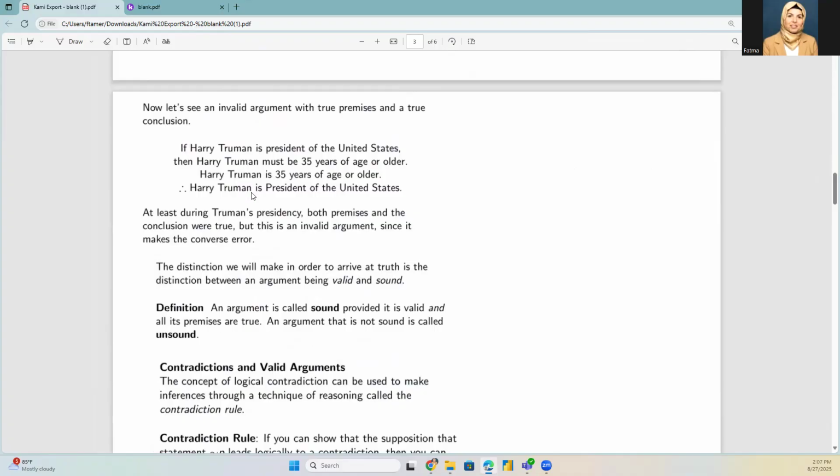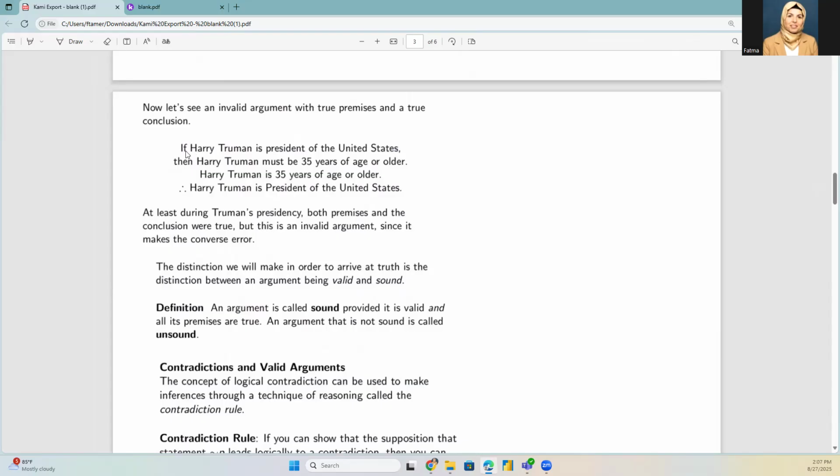So now let's see an invalid argument with true premises and a true conclusion. If Harry Truman is president of the United States, then Harry Truman must be 35 years of age or older. Harry Truman is 35 years of age or older. Therefore, Harry Truman is President of the United States. So this is an invalid argument with true premises and a true conclusion.